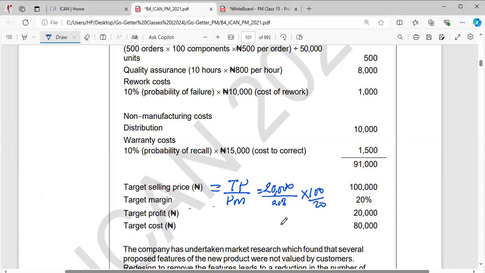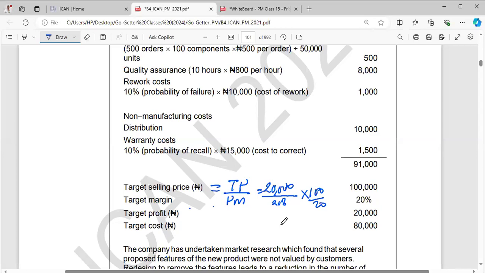So if you are given your target profit and your target margin, all you need to do is look for your selling price by using target profit, which is the naira value on top, the percentage under. Then you get your selling price. After getting your selling price, you get your target cost by subtracting the target profit from your selling price.